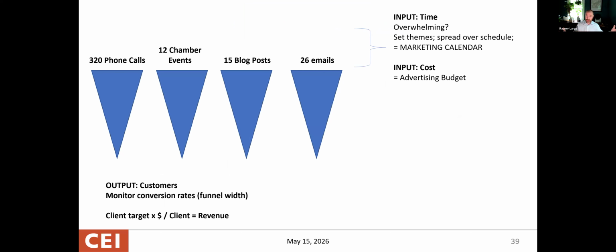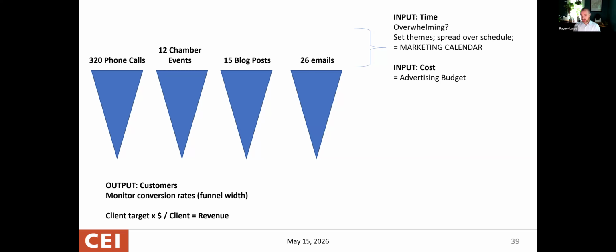That's a lot of work to do. I've got multiple pillars that I'm trying to fill with funnels and measure the outcomes. How am I supposed to make 320 phone calls? Right? That's where a marketing calendar comes into play. You say, I can't make 320 phone calls, but I can do 20 a week. Like, okay, how many weeks is that? Let's spread it out and plug it in.